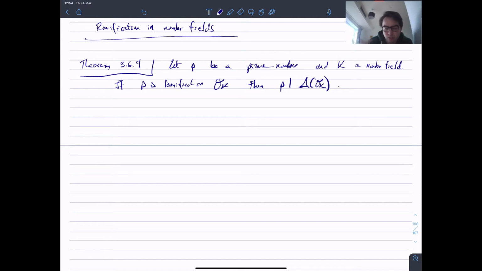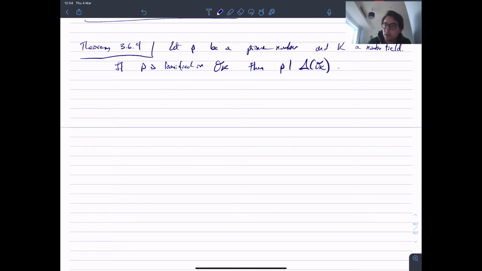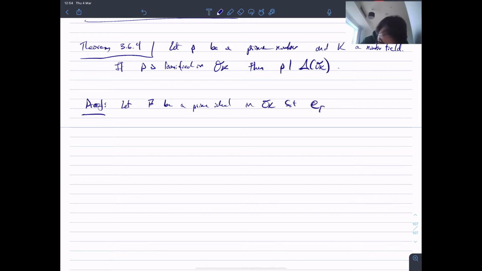And the converse is true, but we're not going to do this because the proof is a little bit more complicated. But this half we can do with what we've done, and we'll use at some point this Galois action that we have. So because we're assuming the prime is ramified, I'm going to take one of the primes above P which is ramified. So let P be a prime ideal in OK, such that the ramification degree is greater than 1.